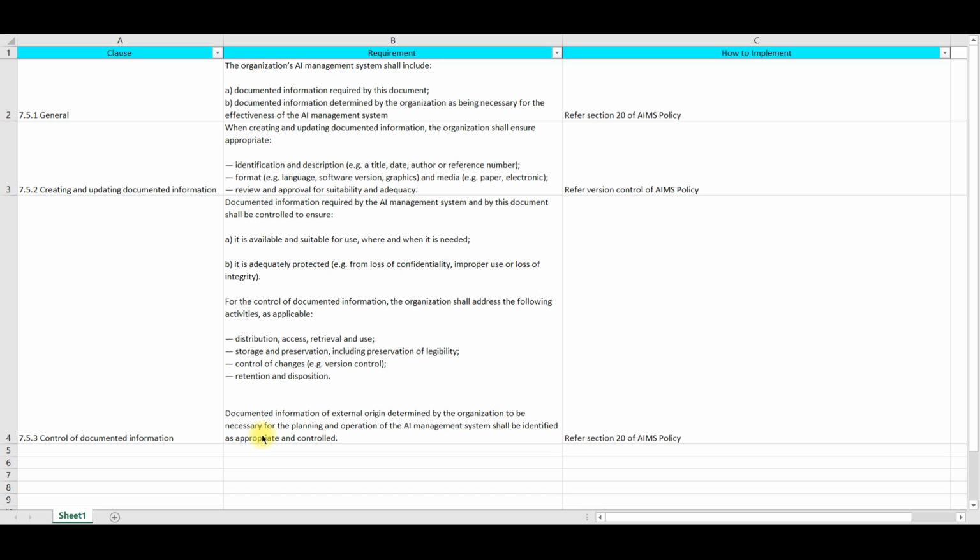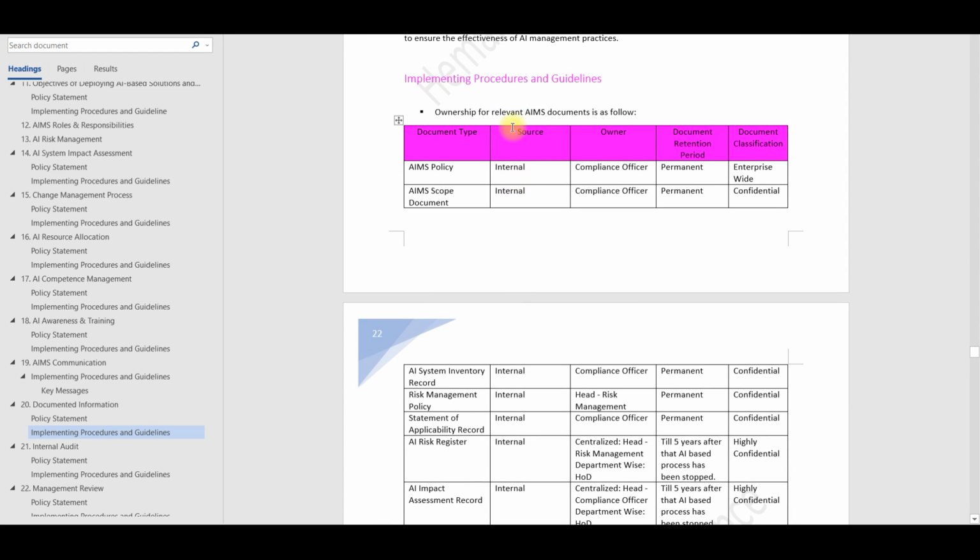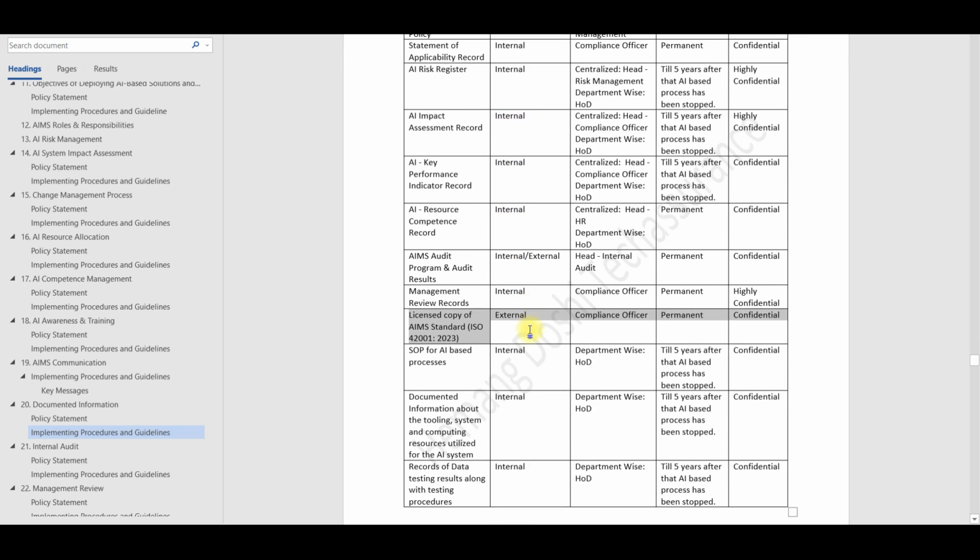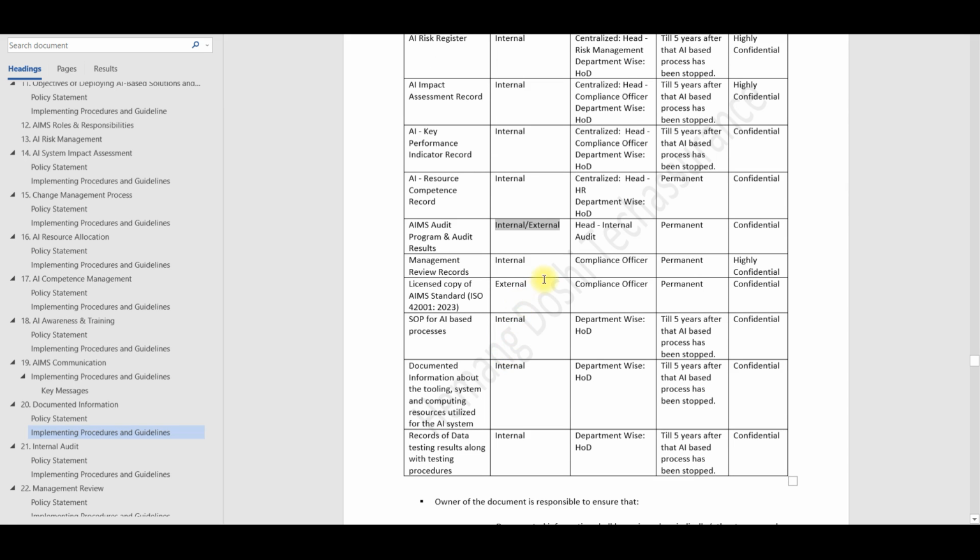The last requirement of 7.5 is that documented information of external origin should be determined and appropriately controlled. External origin means something which is not from your organization. For example, we have an audit report, which can be internal or maybe from your external audit provider. Again, the licensed copy of the AIMS standard is the property of ISO. So you need to determine that, and then ensure appropriate controls are available to control this document.